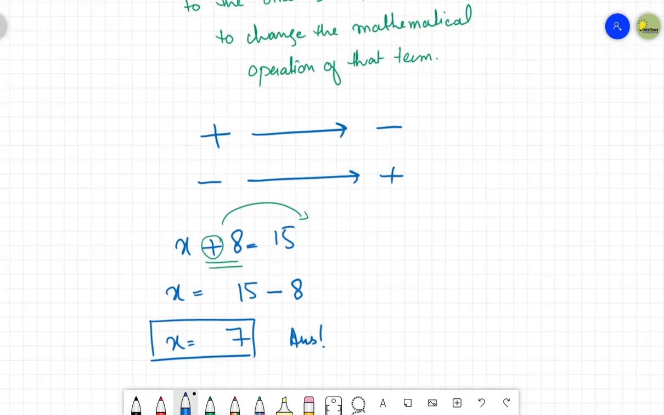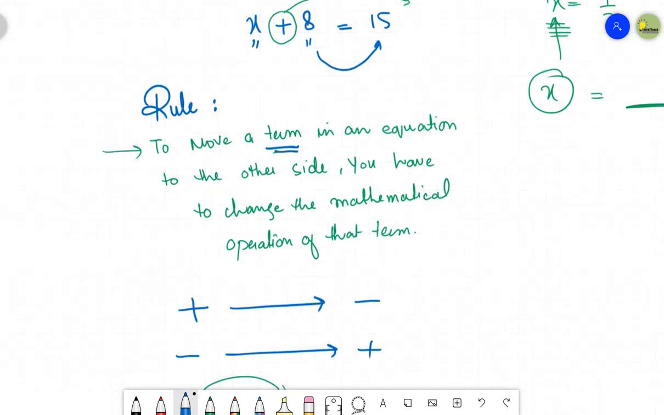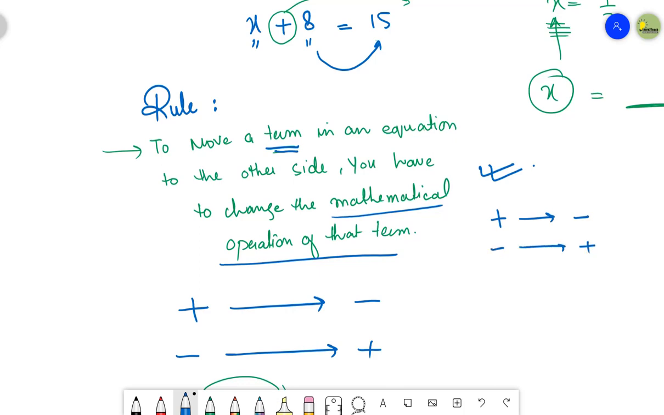So in this question, there is a rule. This rule needs to be understood by yourself. Okay, this is a very important rule. Whenever you want to shift a term to the other side of the equation, you have to change its mathematical operation. It means if it is a plus, then you make it minus. If it is minus, you need to make it plus.